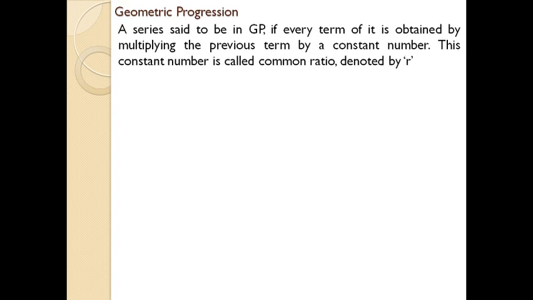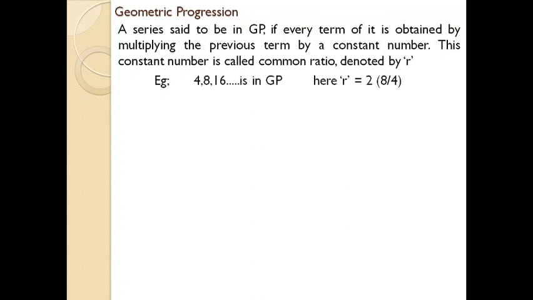Next case, geometric progression. It is just similar to arithmetic progression, whereby a geometric sequence or progression is a sequence such that any element after the first is obtained by multiplying the preceding element by a constant number called the common ratio, which is denoted by R. The common ratio R is obtained by dividing any term by the preceding term.